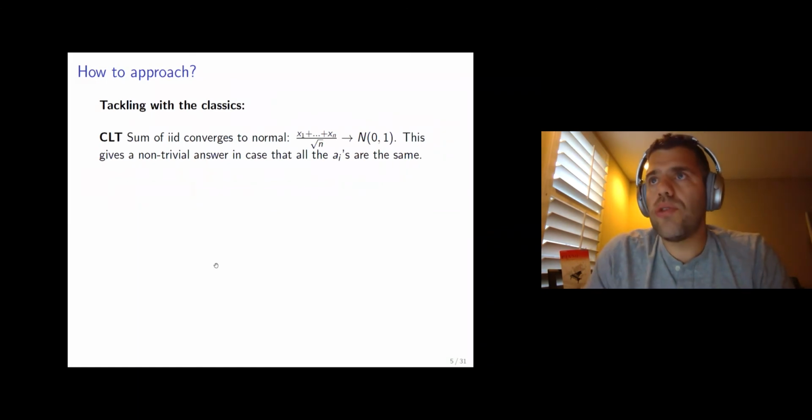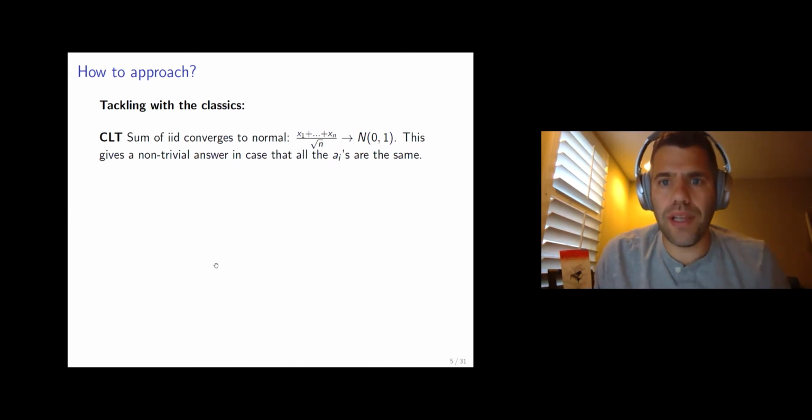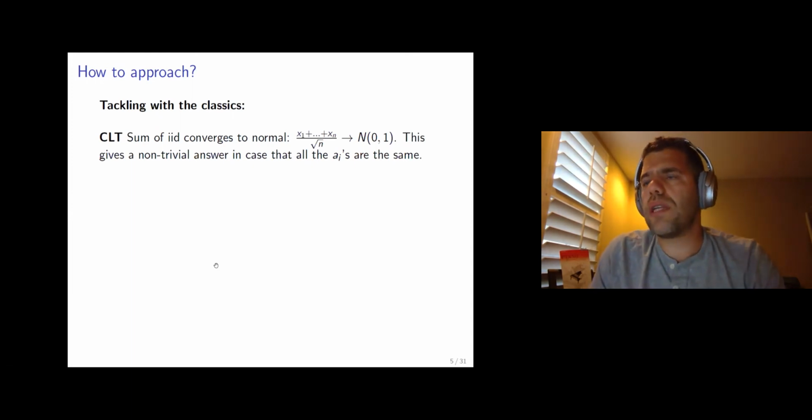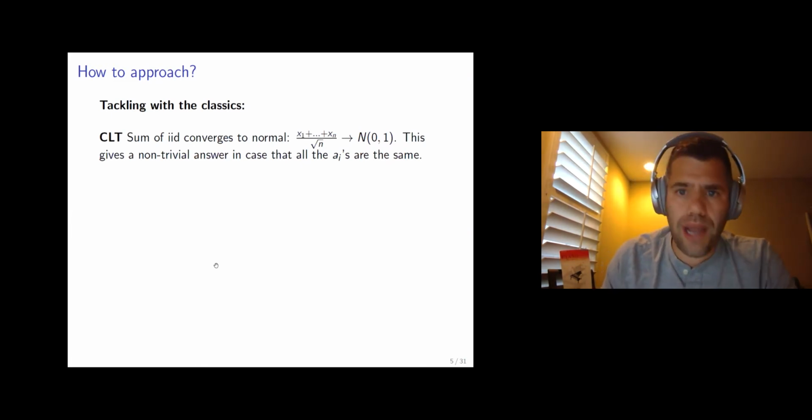So the first question that we should ask is how can we approach such a problem? Perhaps the most naive thing to do is just to try to apply the central limit theorem. The central limit theorem asserts that if we have a sum of IIDs, it converges to a normal distribution. And this indeed gives us a non-trivial answer to the Littlewood-Offord problem in case all the a_i's are the same.